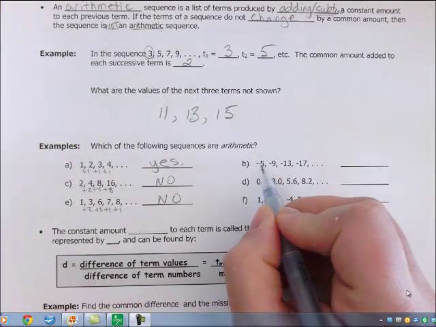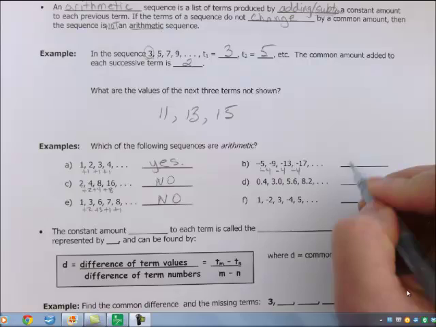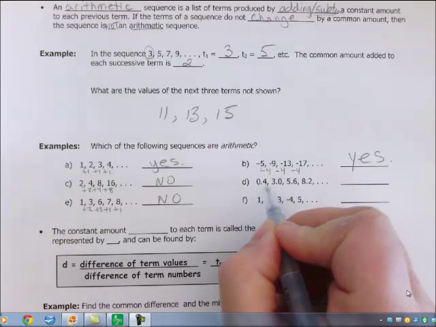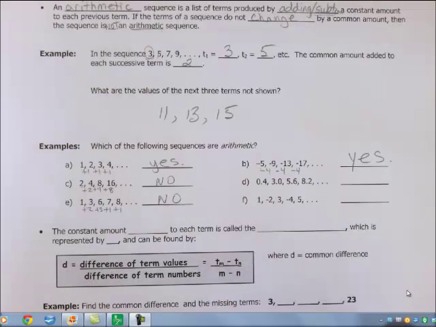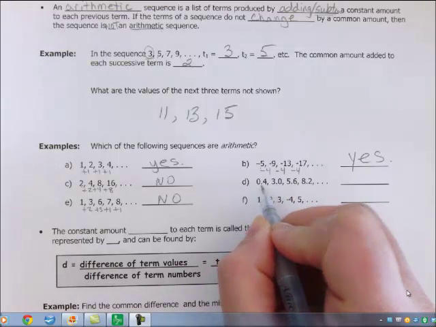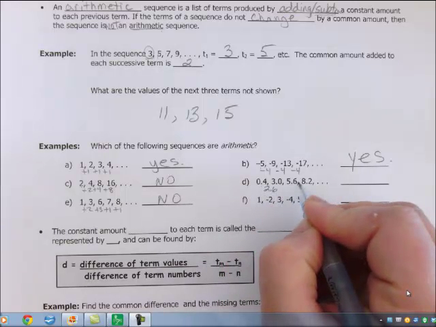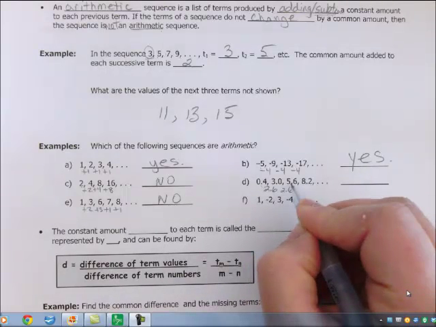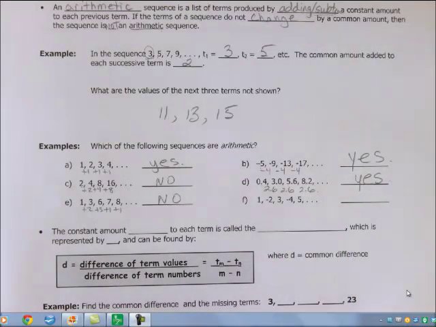Here, how do we get from this number to this number? Well, we have to subtract a 4 each time to get to the next number. So this is an arithmetic sequence. This one, how do we get from 0.4 to 3.0? Well, if you can't see it right away and do it in your head, something you could do is take the 3 and subtract the 0.4 from it. So we get 2.6. And if you take the 5.6 and subtract 3, you get 2.6 again. 8.2 minus 5.6 gives you 2.6. So this is indeed an arithmetic sequence.